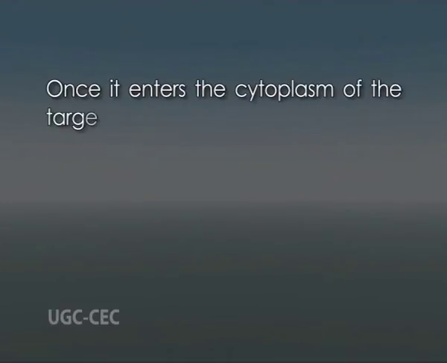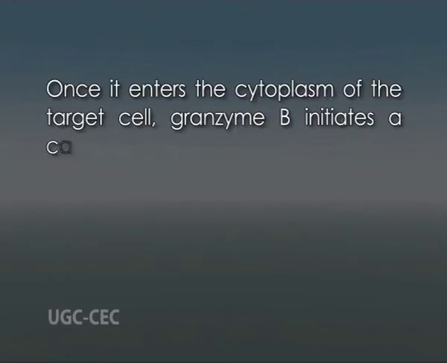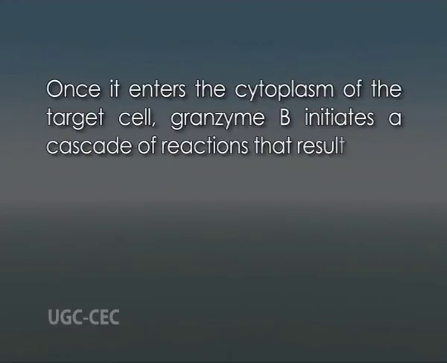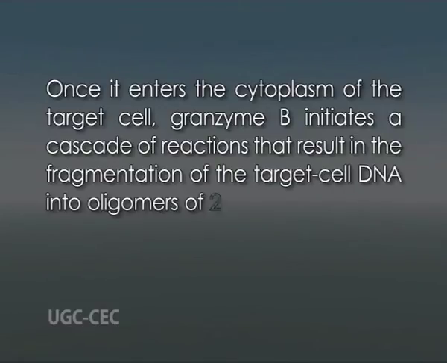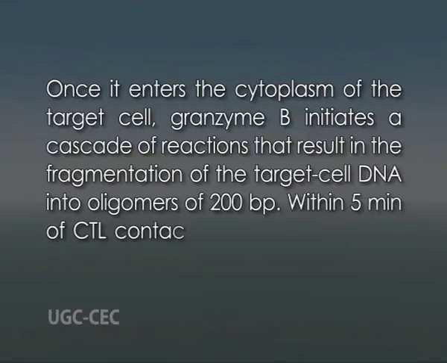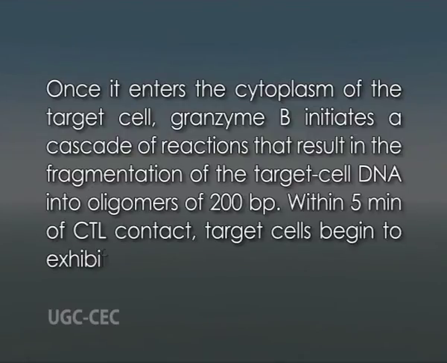Perforin monomers and the granzyme proteases are then released from the granules by exocytosis into the junctional space between the two cells. Granzymes enter the target cells in two ways: by perforin pore formation and by the perforin-assisted pathway. Once it enters the cytoplasm of the target cell, granzyme B initiates a cascade of reactions that result in the fragmentation of the target cell DNA into oligomers of 200 base pairs. Within 5 minutes of CTL contact, target cells begin to exhibit DNA fragmentation.